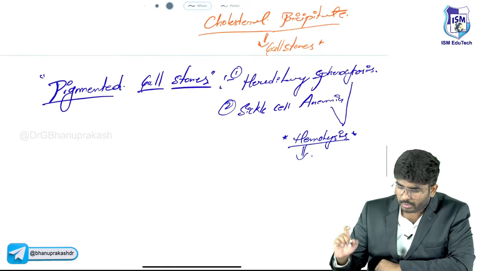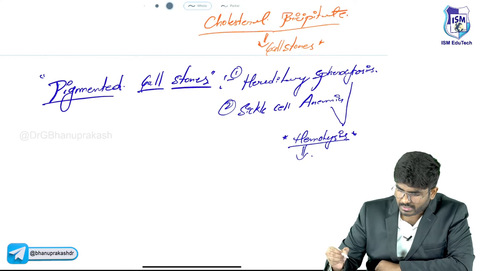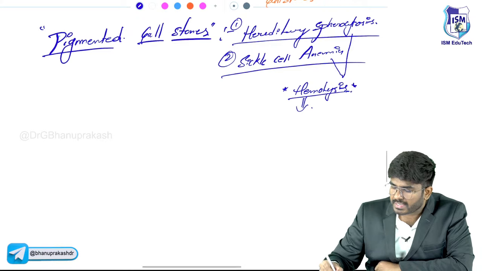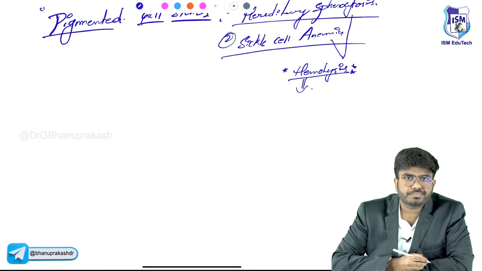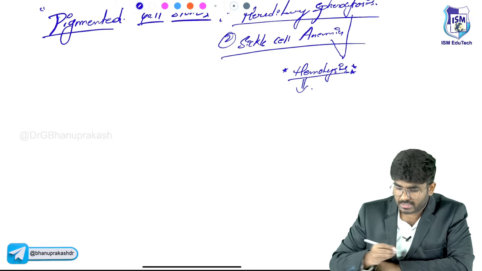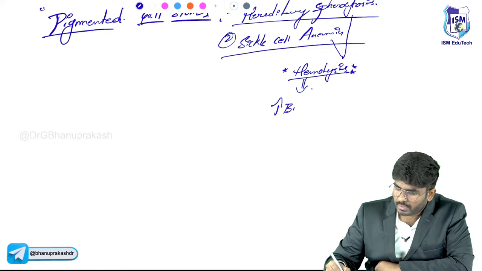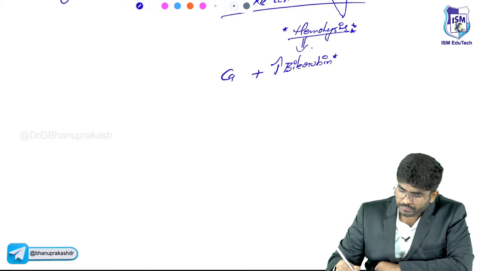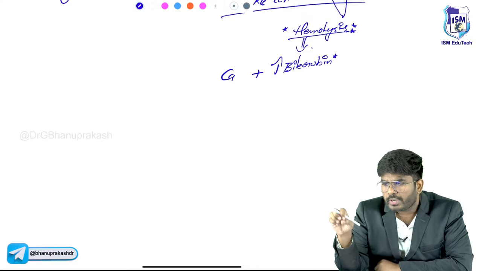So what I'm trying to put into your mind is, in the condition called hereditary spherocytosis and sickle cell anemia, there is excessive hemolysis happening. As there is excessive hemolysis, there is increased production of bilirubin. Excessive bilirubin is getting produced. This bilirubin is going to come into the bile.